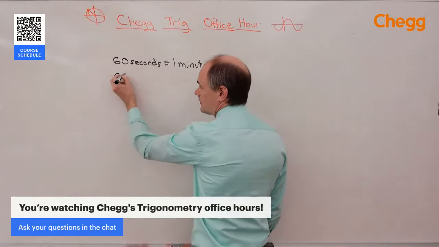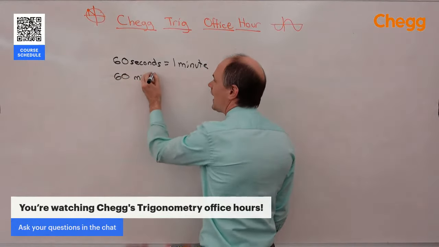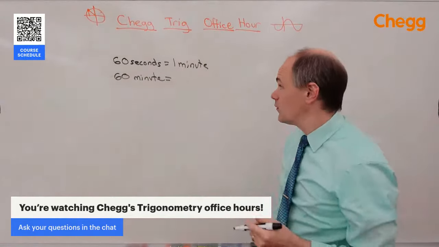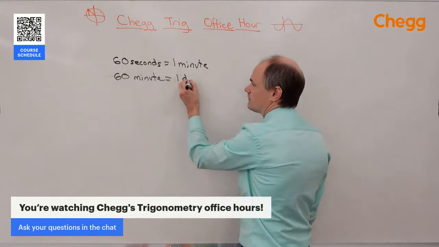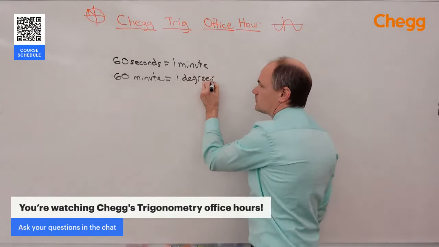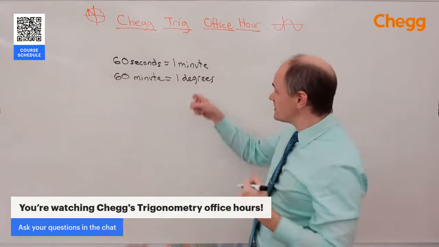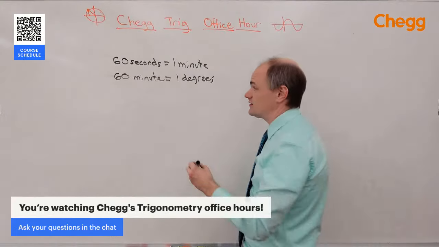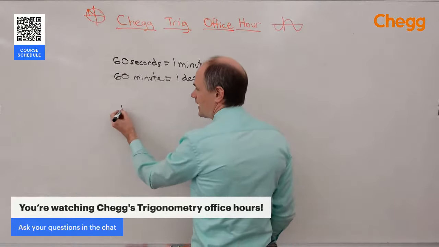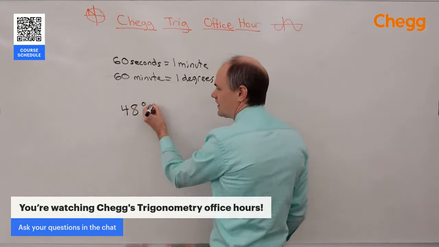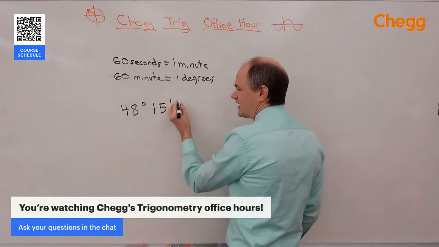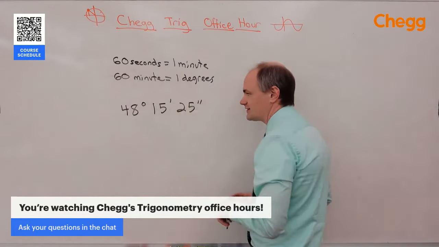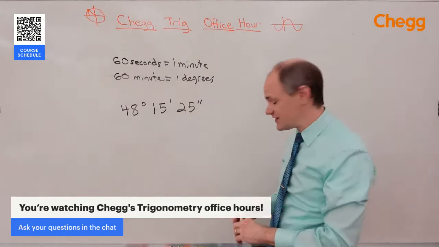And 60 minutes makes up 1 hour. Well, we don't have hours, we have degrees. So the idea is if we want to be more specific than 1 degree, we can break it down into minutes. And so what you might see is an angle that's 48 degrees, 15 minutes, and 25 maybe seconds. And so you'll see stuff written like this.